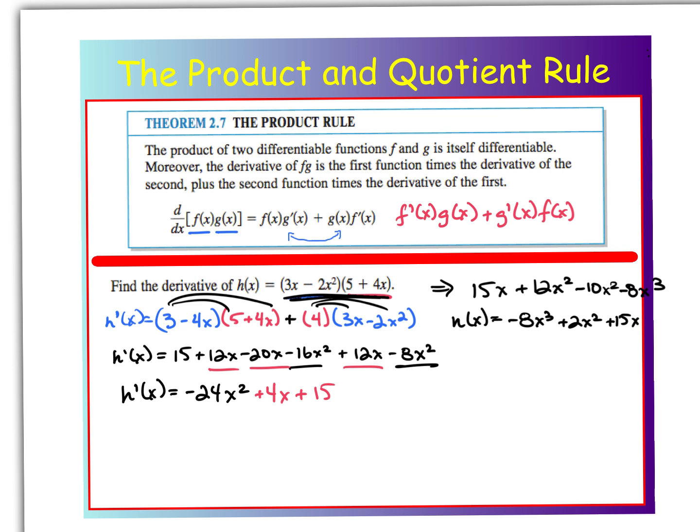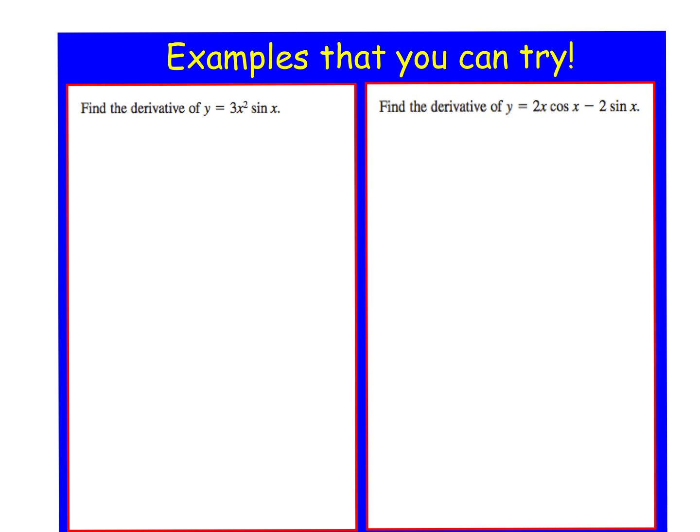And then let's take a derivative. So h prime would be equal to what? Negative 24x squared and then plus 4x and then plus 15. Well, looky there. All right, they're the same.